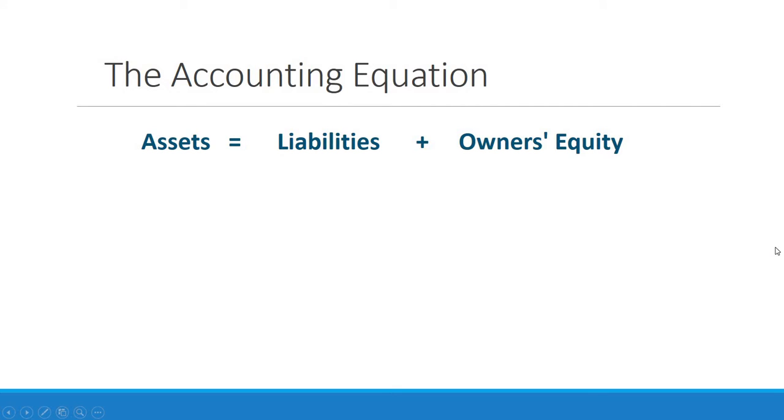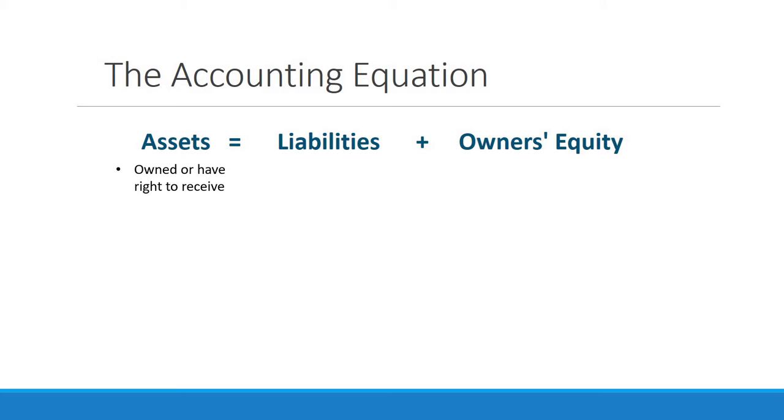Today we're going to talk about the accounting equation, assets equals liabilities plus owner's equity. So let's first define these terms. So what is an asset? Well, an asset is something that the company owns or that they have the right to receive.